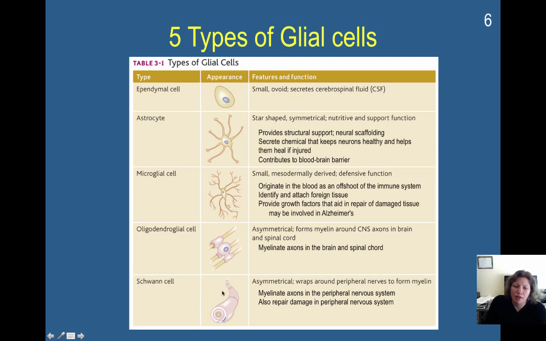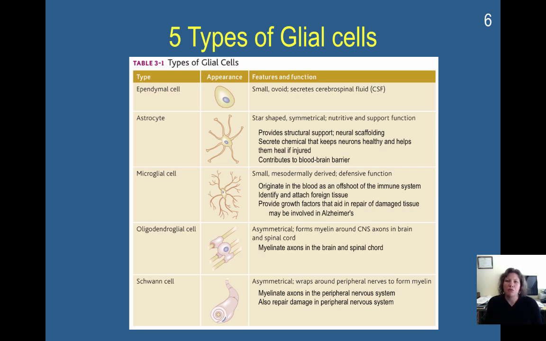And then you have a Schwann cell, which wraps around peripheral nerves to form myelin. So these ones do the peripheral nervous system, and the oligodendroglial cells do the central nervous system. And these also repair damage in the peripheral nervous system. So if a neuron is damaged in the peripheral nervous system, it can be repaired. But if a neuron is damaged in the central nervous system, it cannot.